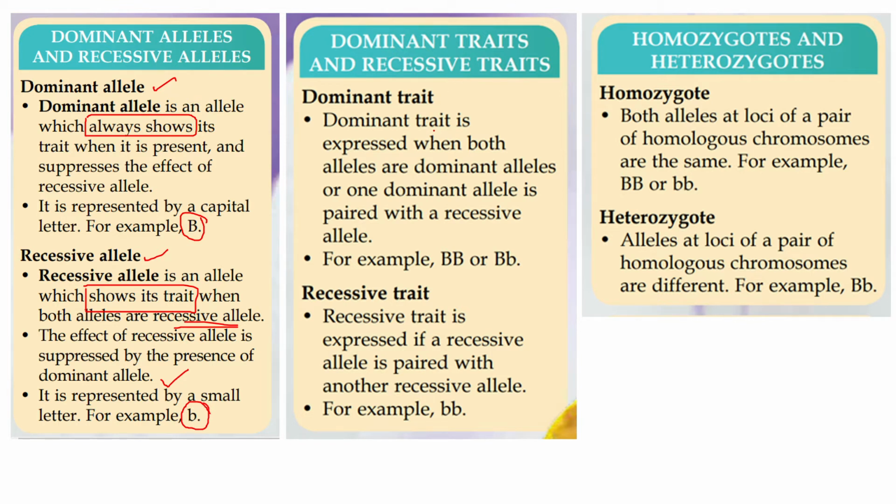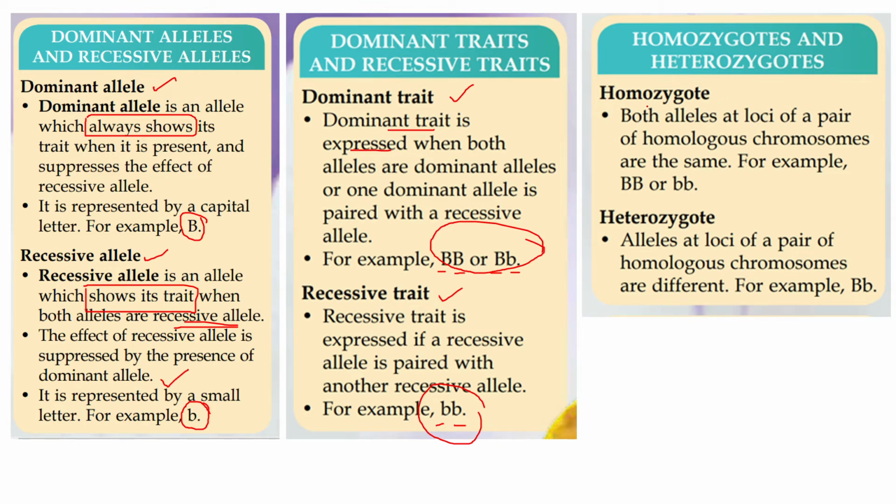And this brings us to dominant versus recessive trait. What is dominant trait? This trait is expressed when both alleles are dominant alleles, dua dominant, or one dominant allele is paired with a recessive allele. Therefore, dia akan show dominant trait itu. Manakala kalau ia adalah recessive trait, it is expressed if a recessive allele is paired with another recessive. Barulah dia akan menunjukkan trait recessive ini. Trait itu adalah ciri lah.